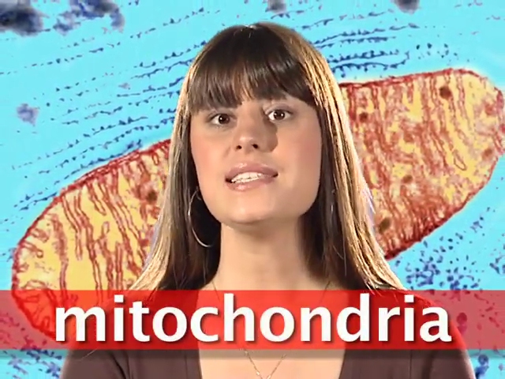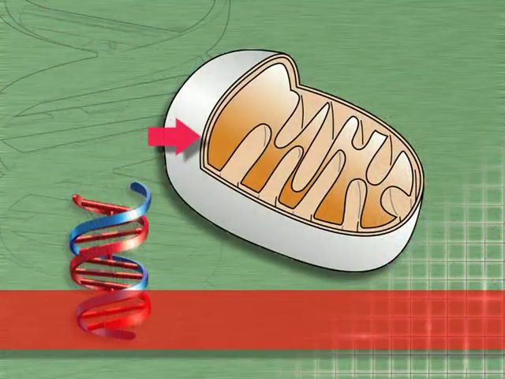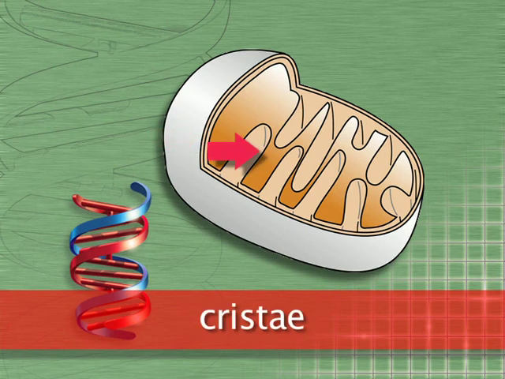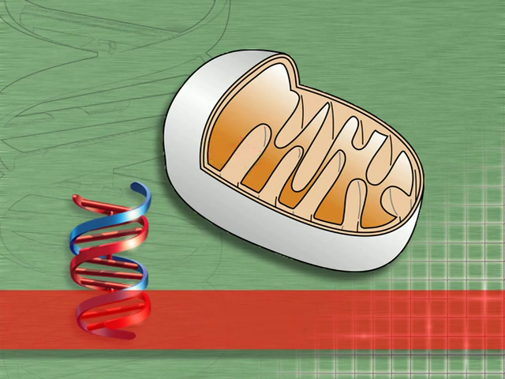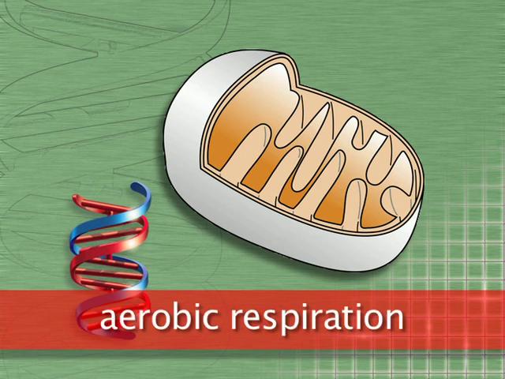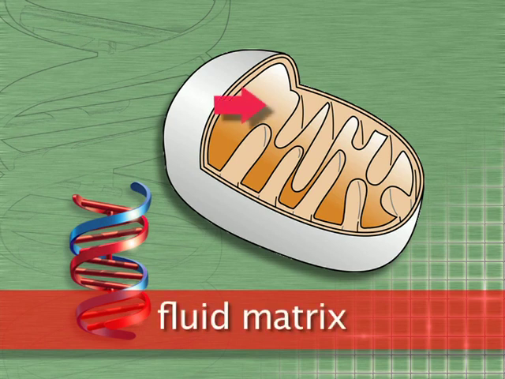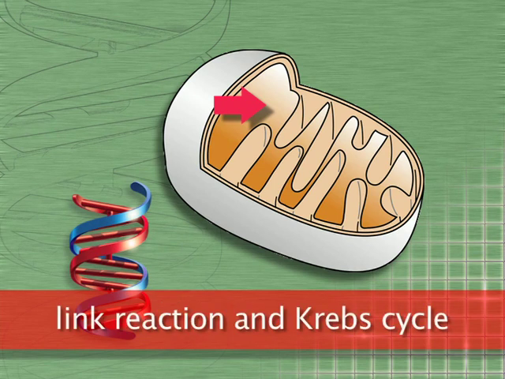Mitochondria. These are rod-shaped, about 1 to 10 micrometers long and bound by a double membrane or envelope. The inner membrane is highly folded into cristae to give a large surface area for attachment of the structures that are involved in the manufacture of ATP during aerobic respiration. The space between inner and outer membrane is also involved in this process. The fluid matrix of the mitochondria is where 2 other stages of aerobic respiration, the link reaction and Krebs cycle, take place.